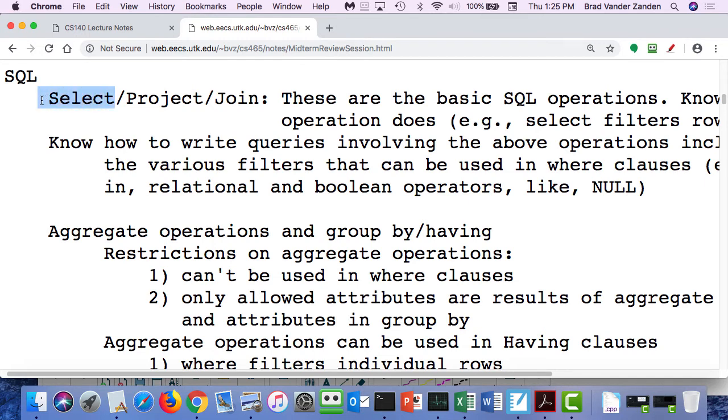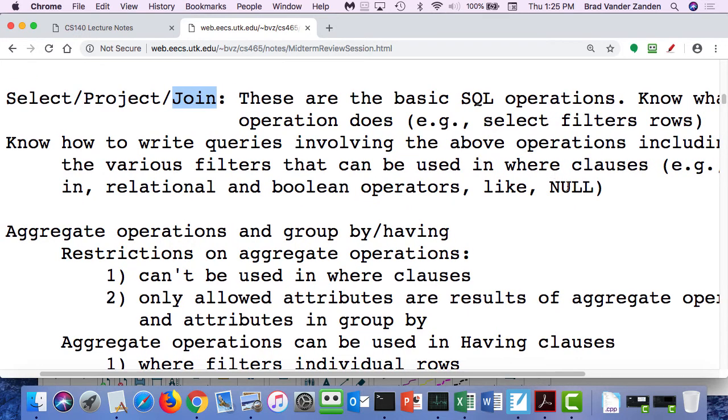Select is selecting tuples. Project is selecting attributes. So that's, again, horizontal. Select is vertical. Join is joining two different relations together. So again, you need to know how to write those various relations. One thing I will point out, null values.